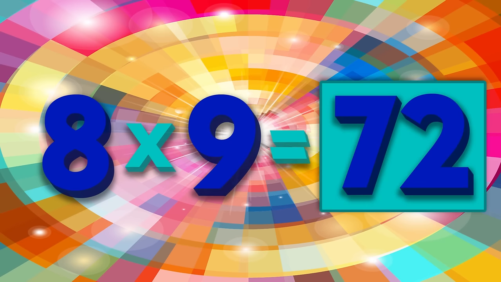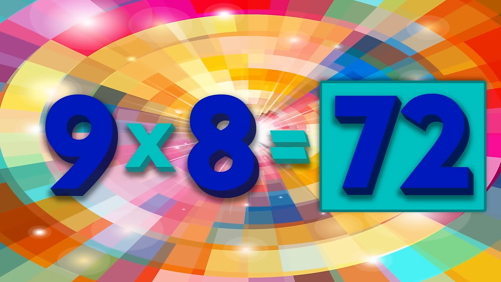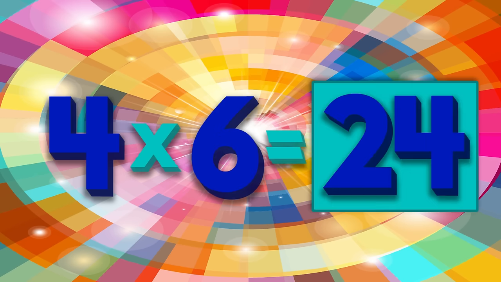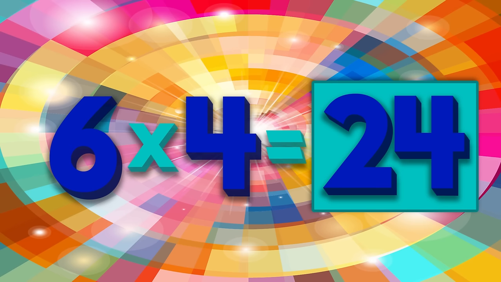8 times 9 is 72. Switch. 9 times 8 is 72. 4 times 6 is 24. Switch. 6 times 4 is 24. All right. Can you do the switch on your own? I think you can.